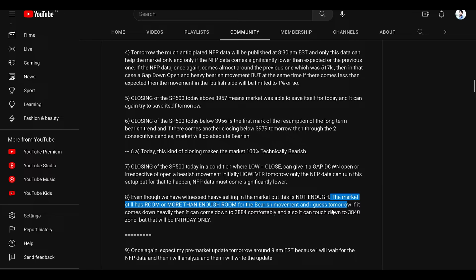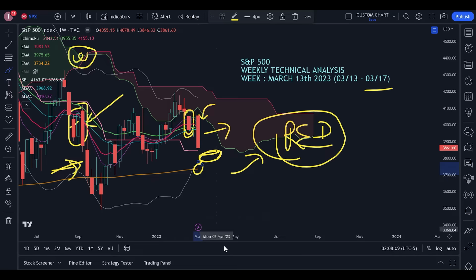And I guess tomorrow, if it comes down heavily, then it can come down to 3884 very comfortably. It can also touch the 3840 zone, but that will be intraday only, exactly the same as happened on Friday. So this is how I help my YouTube community members, by giving them these updates.